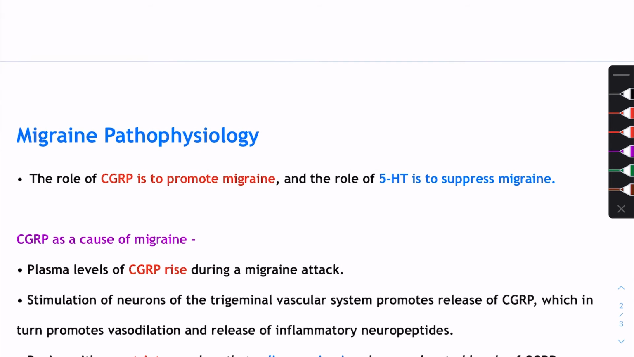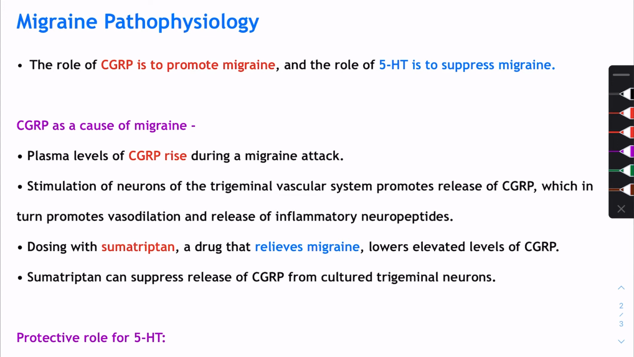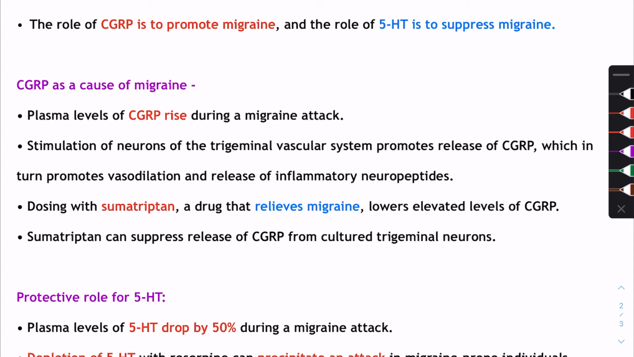Next, let us see what are the roles of CGRP and 5-HT. The role of CGRP is to promote migraine, whereas the role of serotonin is to suppress migraine. Please remember, CGRP will cause migraine, whereas serotonin will suppress migraine. So let us see how CGRP causes migraine, calcitonin gene related peptide as a cause of migraine.